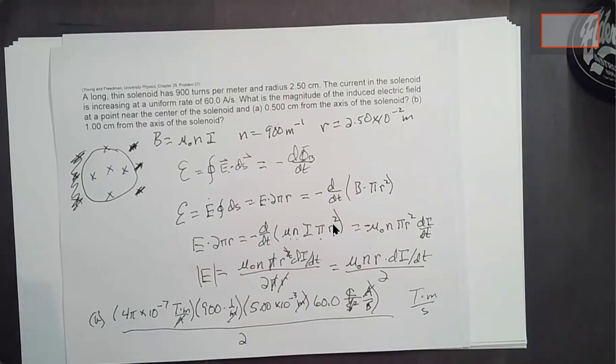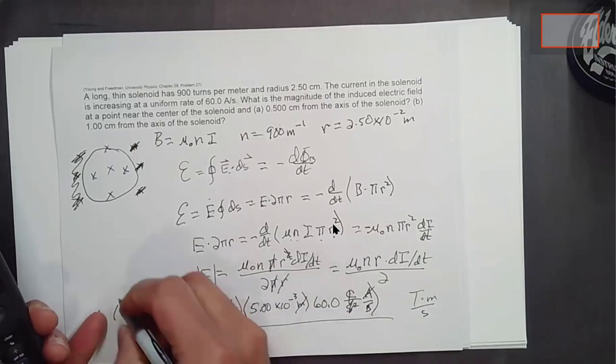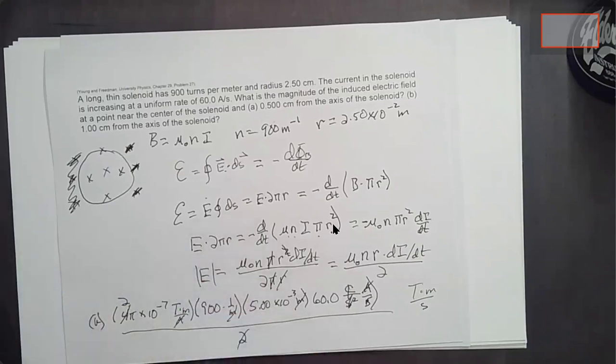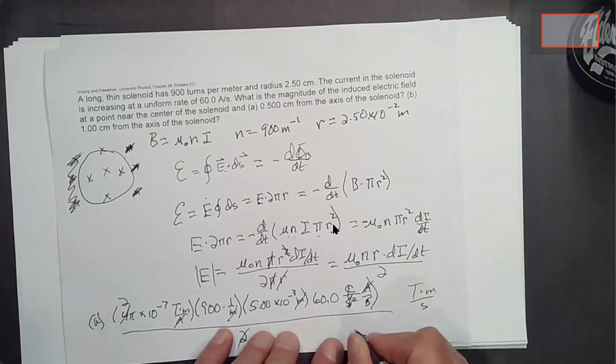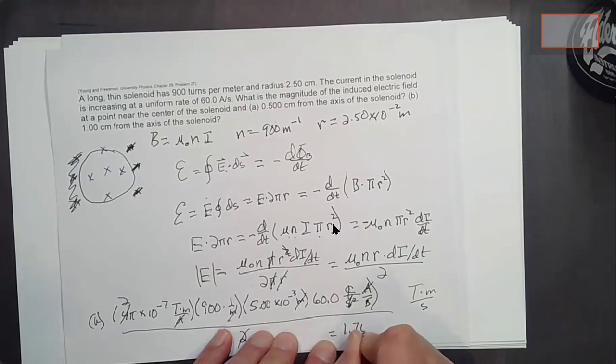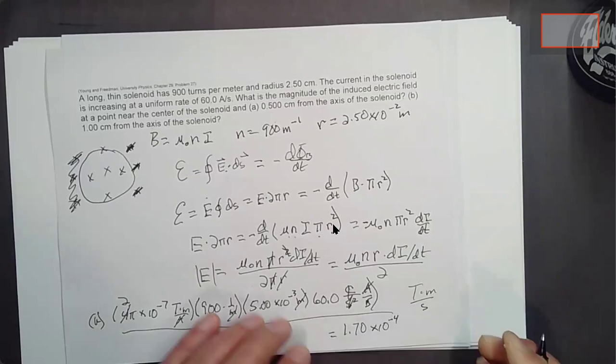Okay. 4 pi. This becomes 2 pi times 10 to the minus 7th. Okay, and here's hoping that I plugged all this in right. I would get 1.70 times 10 to the minus 4th. And I'm expecting volts, but I'm going to evaluate a Tesla meter per second.